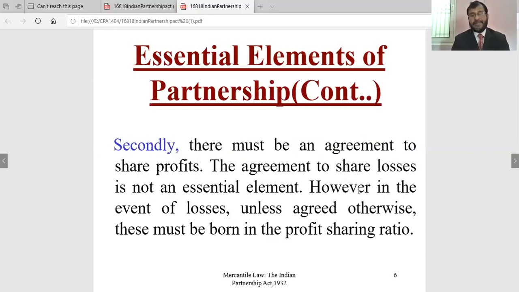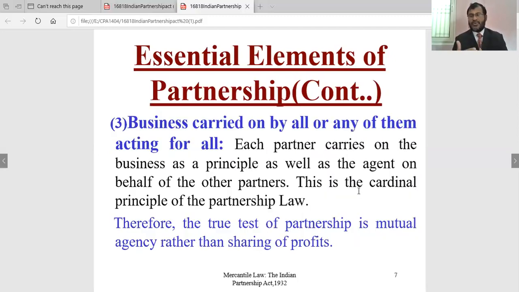Secondly, there must be an agreement to share the profits. The agreement to share the losses is not an essential element. Sharing of profit is okay, then you have to share the losses also. But what the Act says is that this need not be an essential element of a partnership. However, in the event of losses, unless agreed otherwise, they must be borne in the profit sharing ratio. Losses also are to be shared in the same ratio as the profit has been shared.